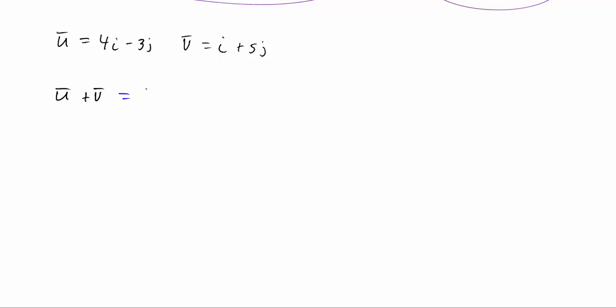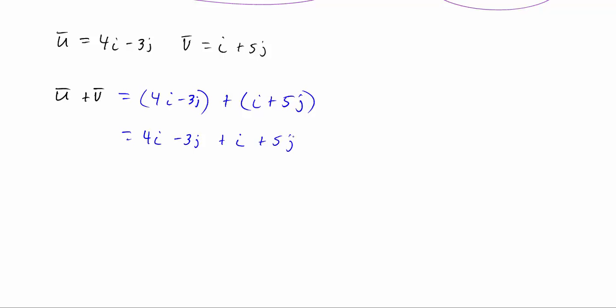So we can just bring down the first vector, which is 4i minus 3j, and add that to the other vector, which is I plus 5j. Because we're adding, we really don't need the parentheses, so we could think of this as 4i minus 3j plus I plus 5j. At this point, there are two ways you can think of this. We can think of simply adding your horizontal components and your vertical components.